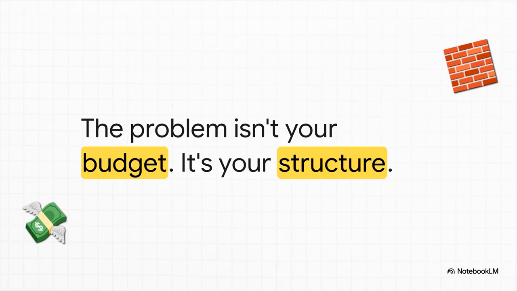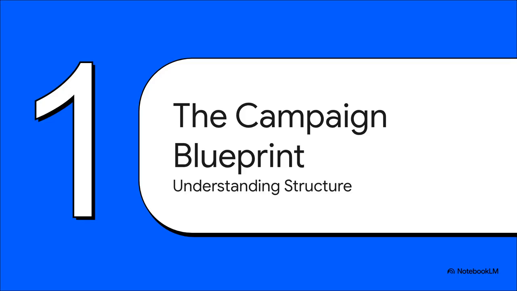Okay, so if you're sitting there nodding along, this is the big mental shift you need to make. The real problem, more often than not, isn't how much you're spending. It's the actual blueprint of your campaign. Getting that structure right is literally the difference between throwing money away and actually making it. So, to get this fixed, we've got to go back to basics for a second. Let's take a quick look at the blueprint of a Google Ads campaign and pinpoint the one piece of the puzzle that truly matters most.